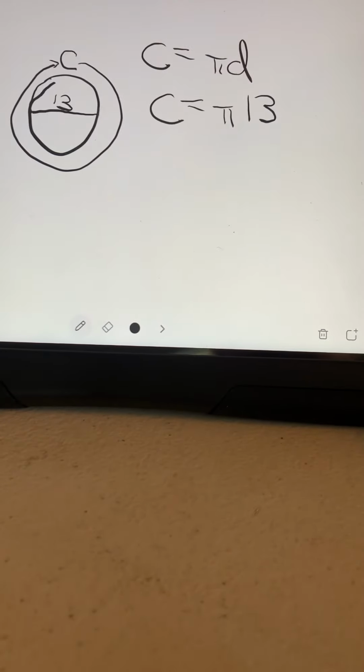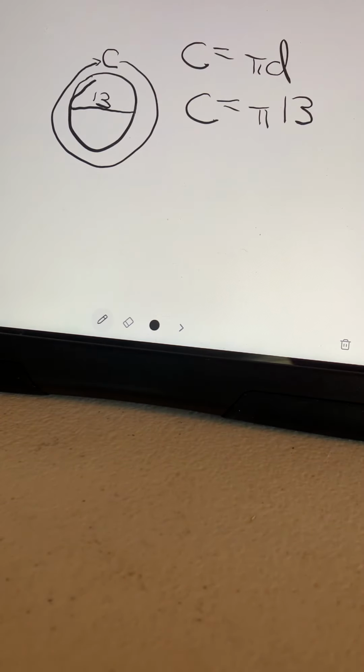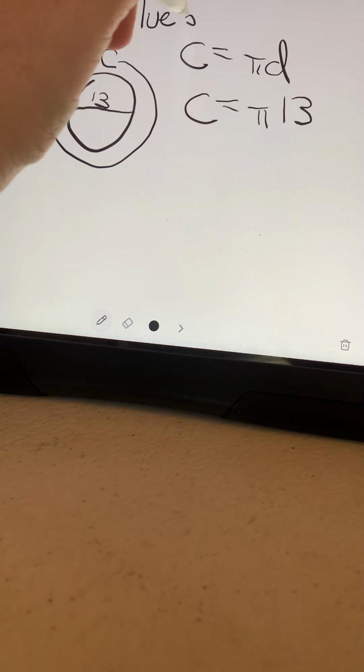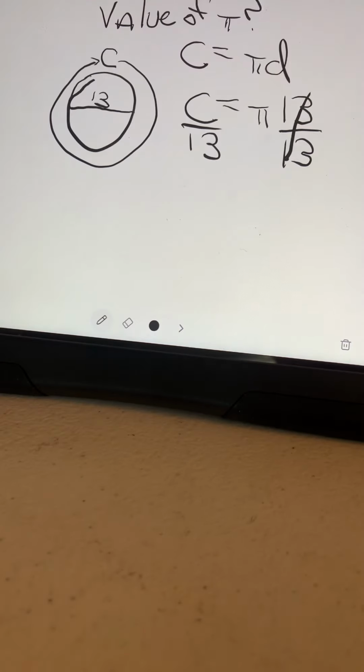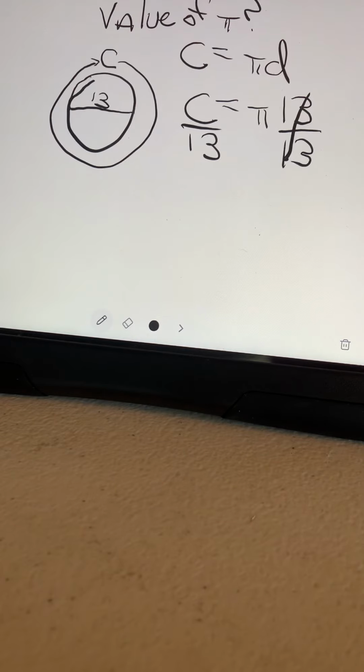Okay, bear with me because I'm not used to writing with this pen. Okay, so to get rid of the 13 and get the pi by itself, because I want to know the value of pi, this is what my question is asking. The opposite of multiplication is division. I'm going to divide by 13. So this cancels and leaves me with pi equals c over 13. So that's what you're looking for.